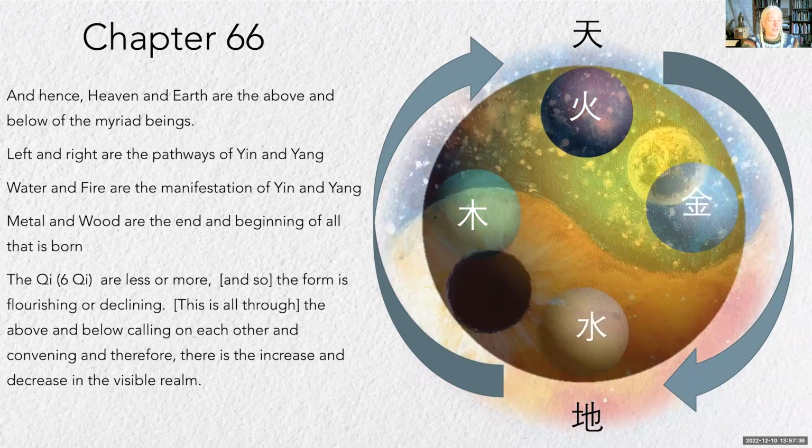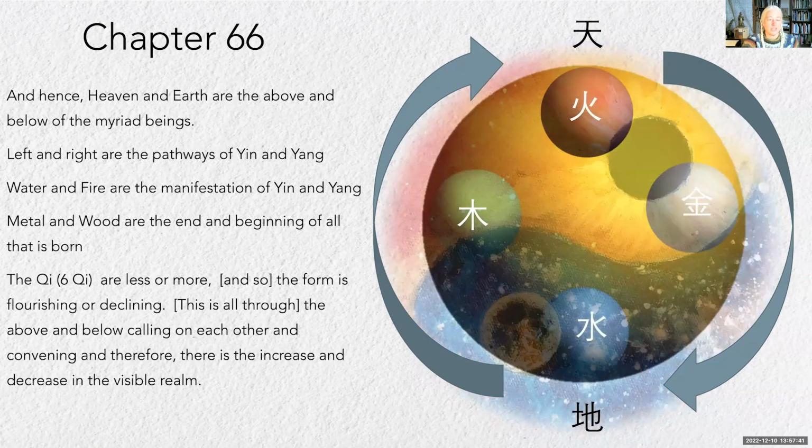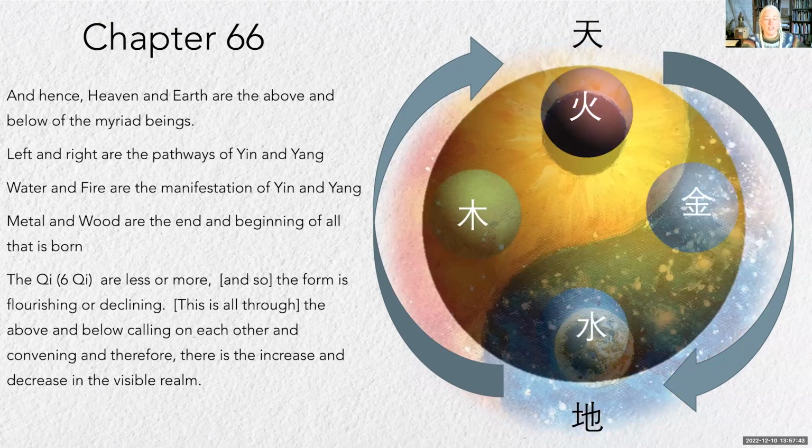And then it says the six chi are less or more. Sometimes they're more, sometimes they're less. And so the form is flourishing or declining. Here it doesn't mean flourishing is doing well and declining is not doing well. It means naturally things flourish and decline. Even like I wake up in the morning, I'm flourishing, and in the evening, I'm declining. So the form is always flourishing and declining.